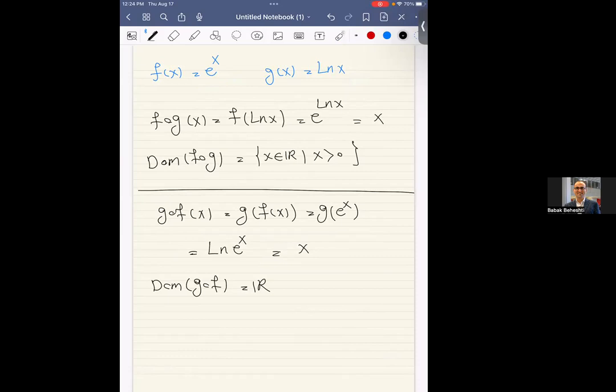Okay, so here two important lessons that you have to always remember. E to the power ln x is x, and ln of e to the power x is x. The only difference here is that in the first equation, x is positive, because ln cannot have negative numbers. But in the second equation, x can be negative. X can be anything.